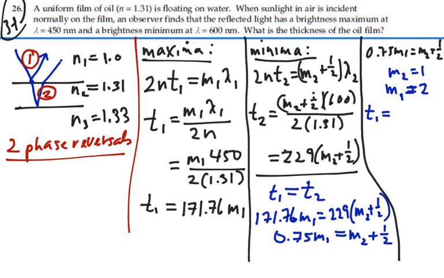T1 is equal to 171.76, and now times m1, which is 2. So that's going to be 343.5 nanometers. So that is the thickness of our oil film, 343.5 nanometers. If I plug in 1 for m2 in the other equation, I would get the same thing. 343.5 nanometers is the thickness of our film.